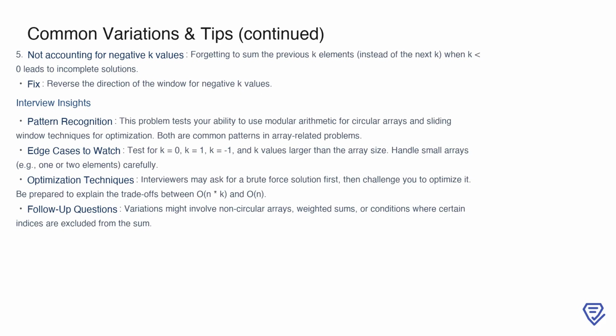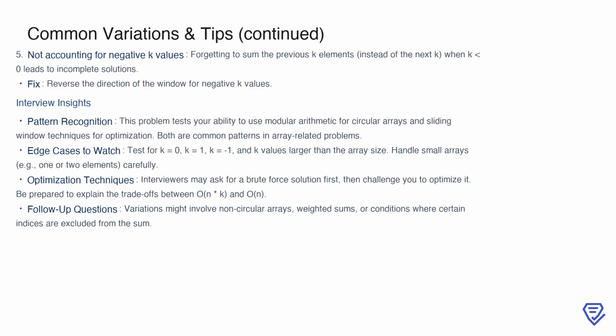It's also crucial to anticipate and test edge cases, such as when k is 0, 1, negative, or larger than the array size. Small arrays, like those with just 1 or 2 elements, can also introduce edge cases that need careful handling. In terms of optimization, interviewers may ask you to first implement a brute force solution and then optimize it. Be prepared to discuss the trade-offs between O(n*k) and O(n) approaches.